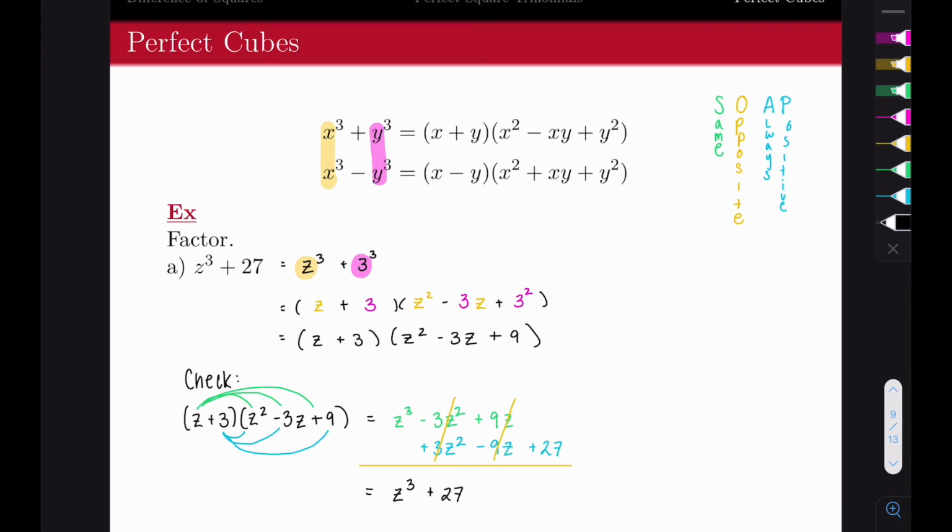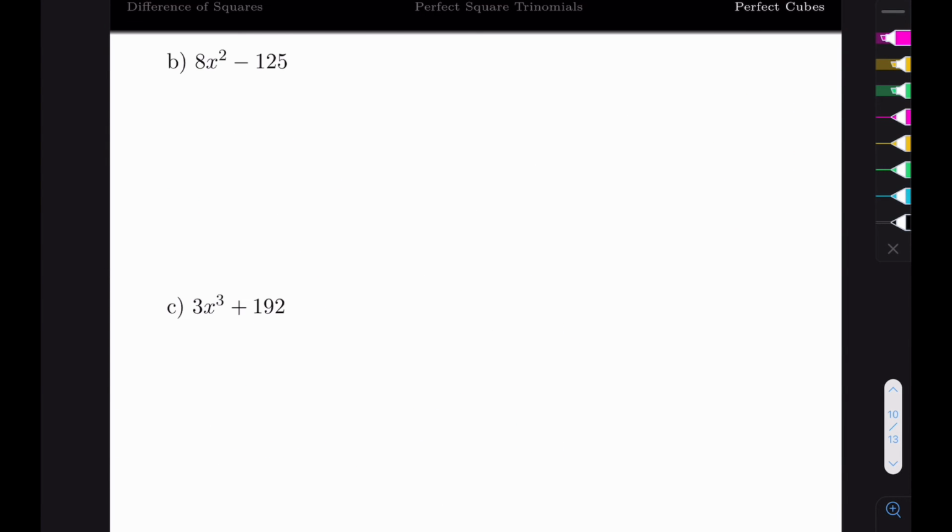So this is really just a formulaic process, unfortunately. There are those key differences that you can remember, and there's nice patterns to this, but you are going to be using a formula to factor. So let's just try a couple more.